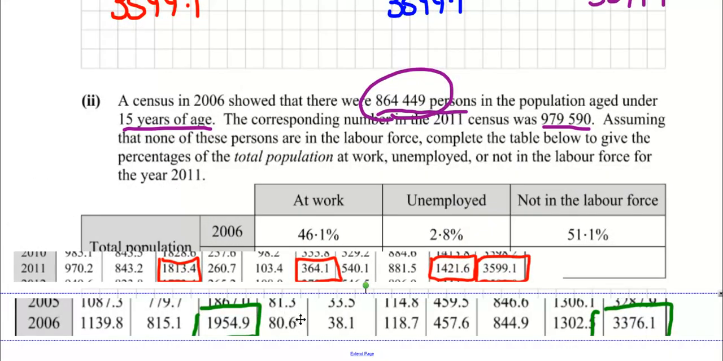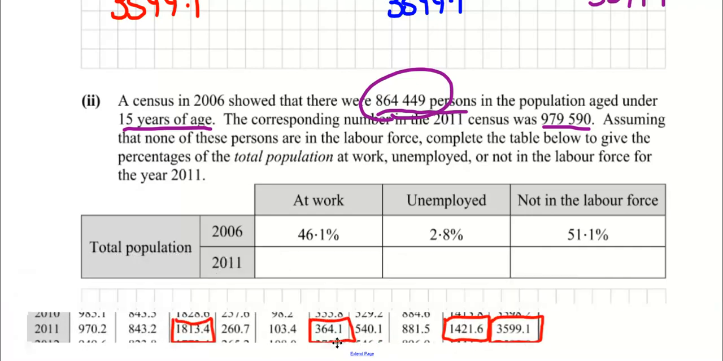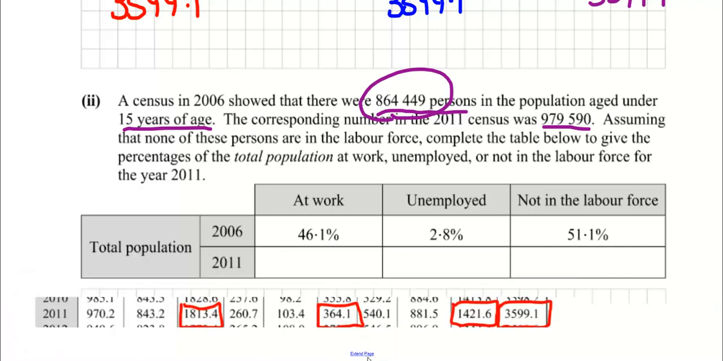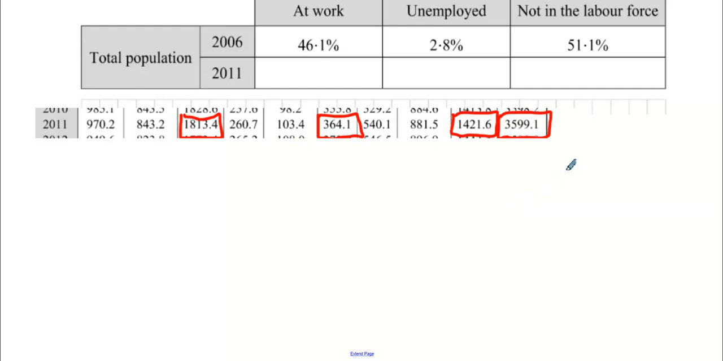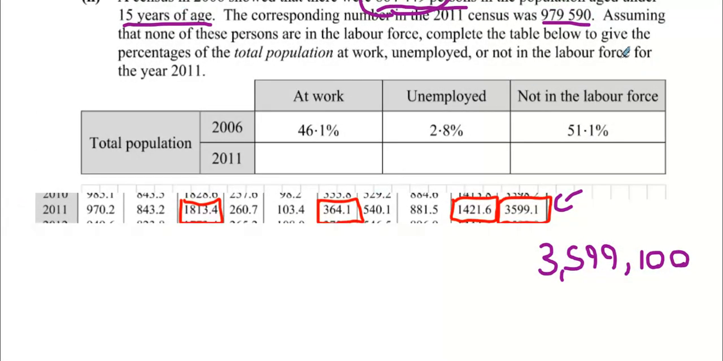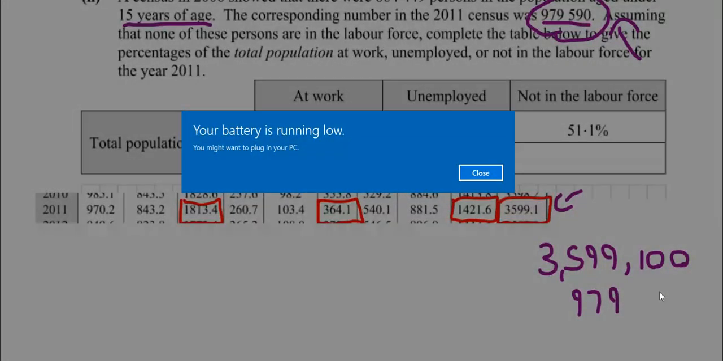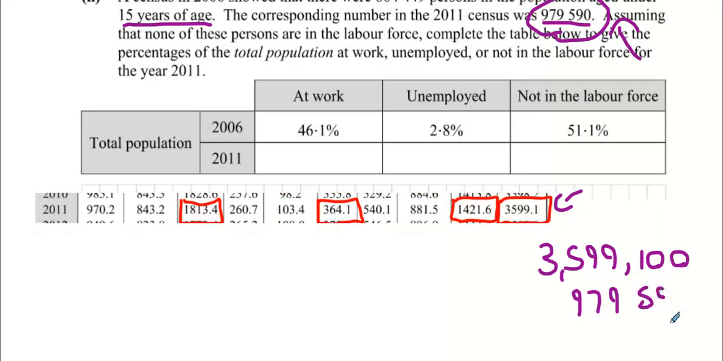Just going to get rid of this one. Okay. Now, let's do it. What do I have to add on to my population? I have 3,000, and this is how much of the population we have, because we have to multiply by 100,000. How many people were under 15 in 2011? Do you see it there? So add that onto it. And what's that? 979,590. Okay.